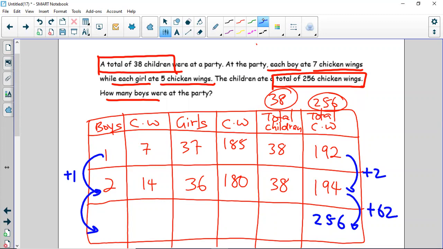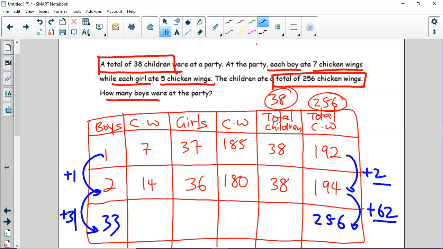I take 62 and divide by 2. I have to increase by 31 more boys. So I have to increase 31 more boys. So if there are 31 more boys, then how many boys at the party? So 31 plus 2, I will have 33. Okay, 33 boys, wow, which is a lot of boys.